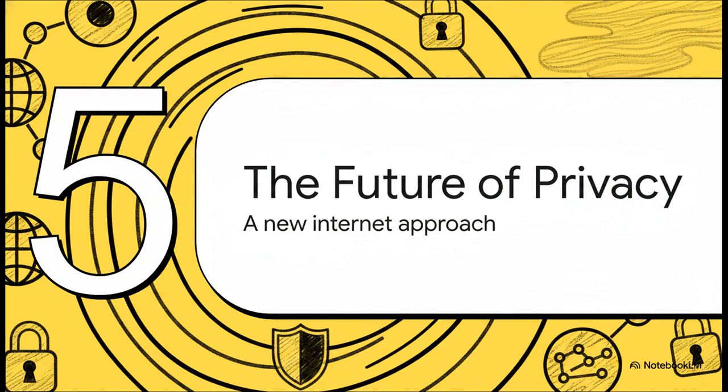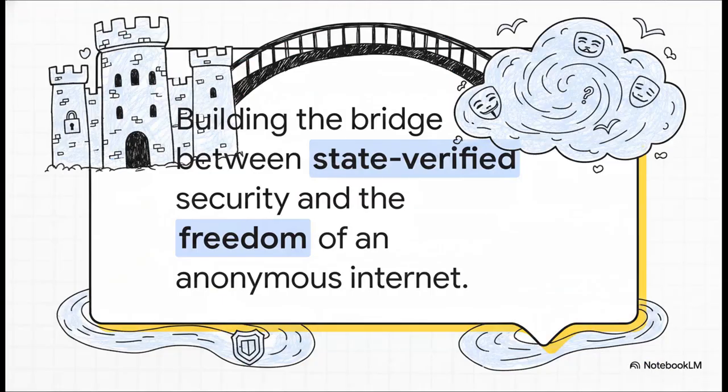So for our last section, let's zoom out a bit and just think about the big picture. What could an approach like this really mean for the future of privacy and for the internet itself? This vision is really powerful. It's about building a bridge between two worlds we usually think of as totally separate. You've got the rock-solid security of a state-verified ID on one side and the freedom and privacy of an anonymous internet on the other. This aims to connect them.